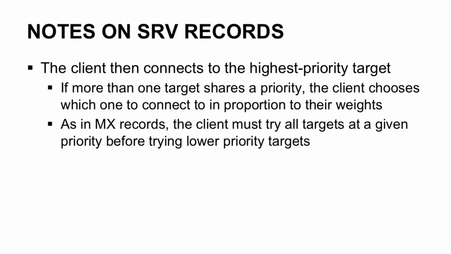For example, a client would try 2 equal priority, equally weighted targets with equal probability. Basically, the client would flip a coin and go to target 1 on heads and target 2 on tails. If there were 3 equal priority, equally weighted targets, it would throw a 3-sided coin, or choose a random number between 1 and 3, whatever. If one target had a weight that was twice that of the other, the client would try the first target twice as often as the second. As with preferences in MX records, clients must try all targets at a given priority before trying less preferred targets.